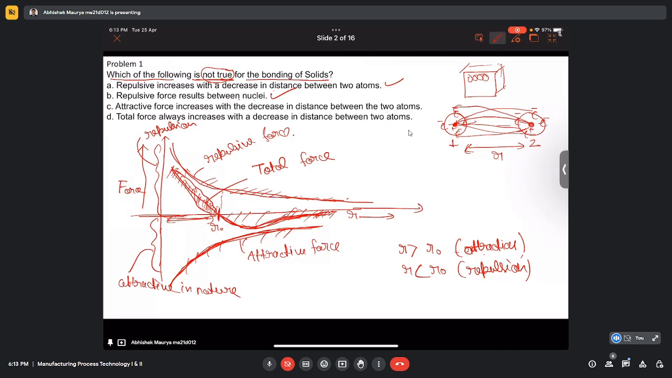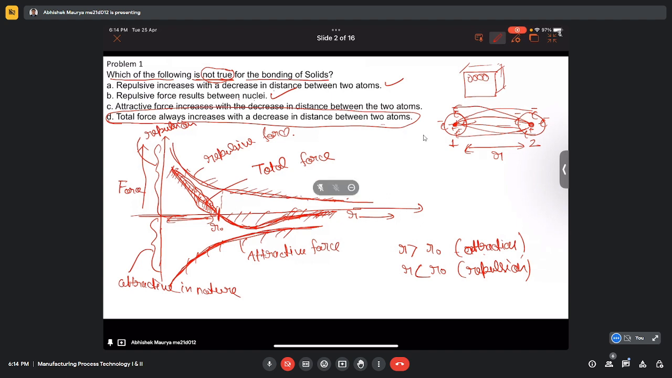It is also correct. Here we can see distance is decreasing, but attractive forces are increasing. So only one option is wrong: total force always increases with decreasing distance between two atoms. We have seen the nature of total force keeps on changing. It is not always increasing. So the correct option is D.